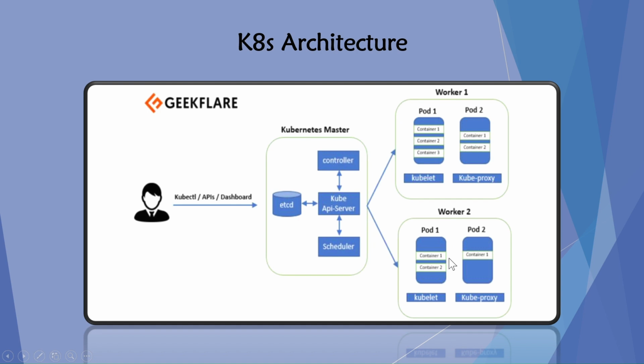Pods. Pods are the smallest deployable units in Kubernetes, and they encapsulate one or more containers. Each worker node runs several pods in this architecture. Pod 1 and pod 2 are shown running on both worker node 1 and worker node 2. Each pod contains one or more containers. In this image, pod 1 has two containers, container 1 and container 2, while pod 2 has one container. So these are the architecture components.